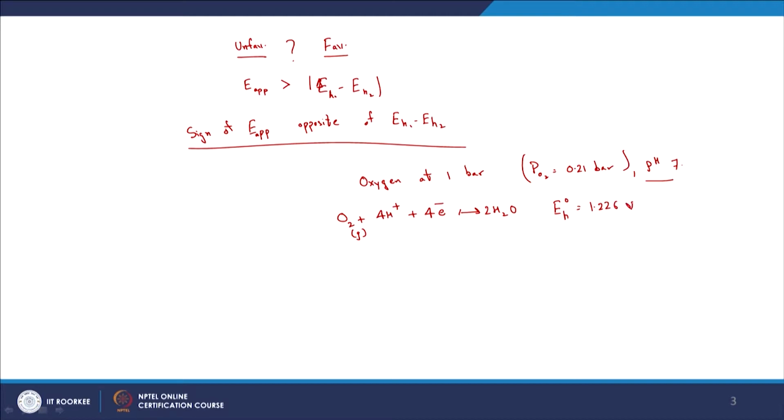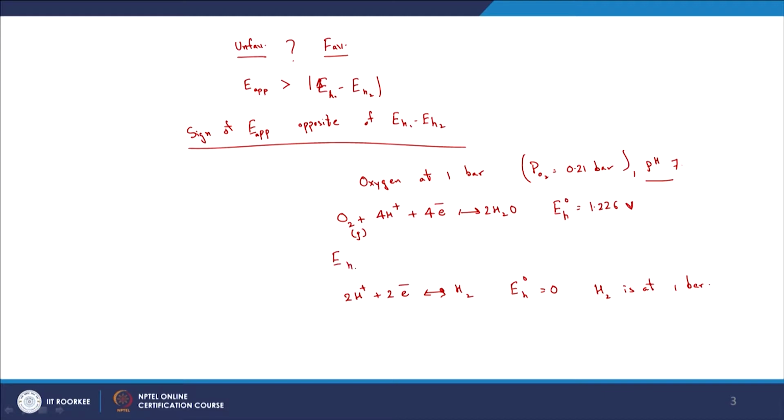This is the data that I have, and we are also going to look at a second electrode, where 2H plus plus 2 electrons can go to H2, and this is obviously your reference, the standard hydrogen electrode, so EH naught is equal to 0. And for a certain set of conditions we are going to calculate the EH values for both these cases, and here too we will consider that H2 is at 1 bar, and let us go ahead and calculate EH1.